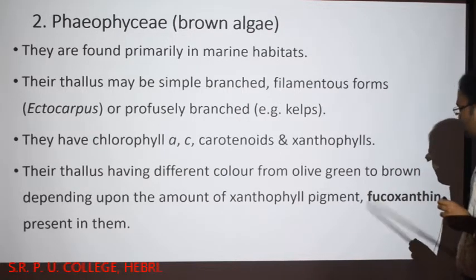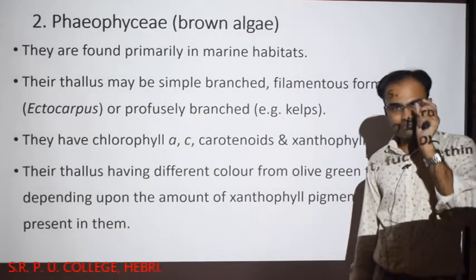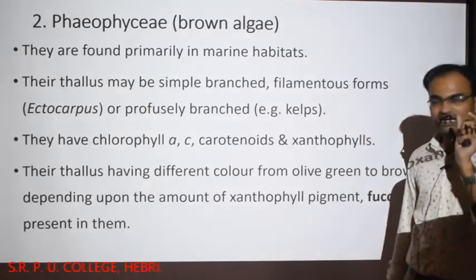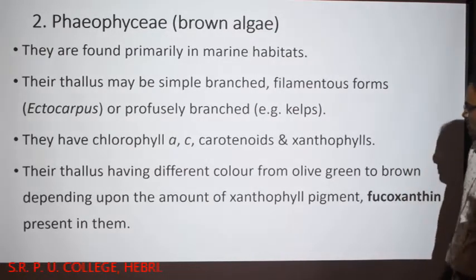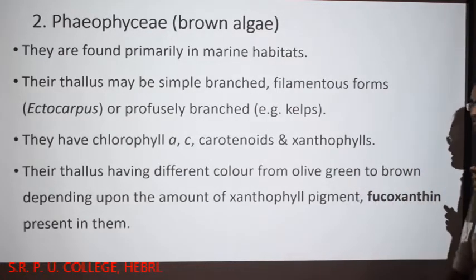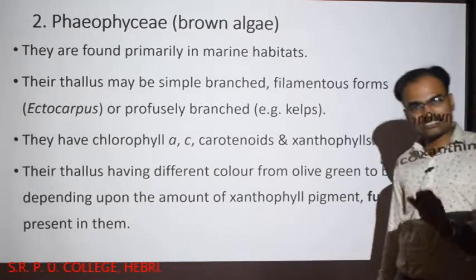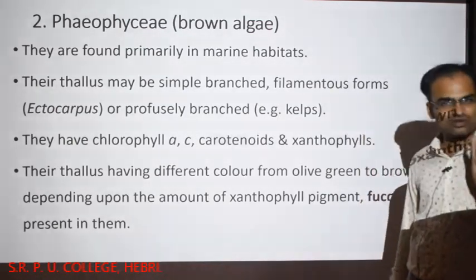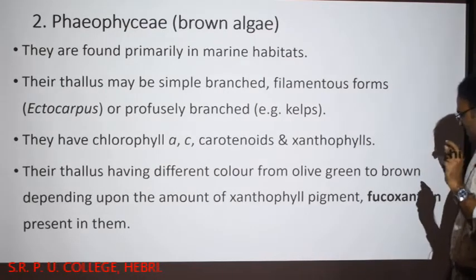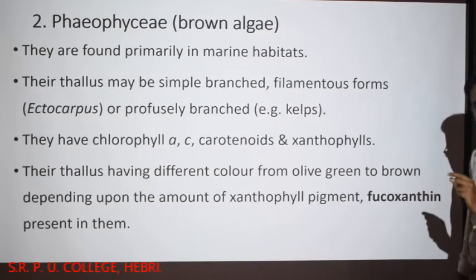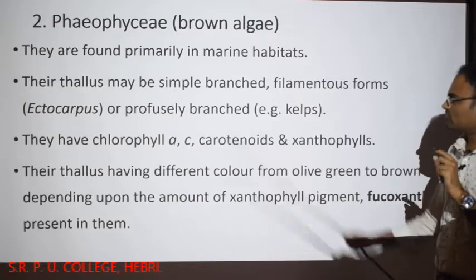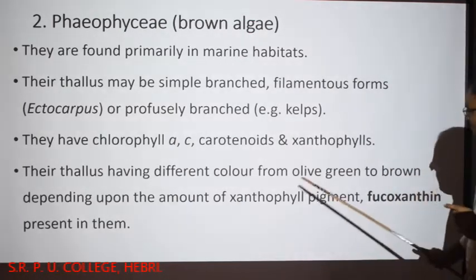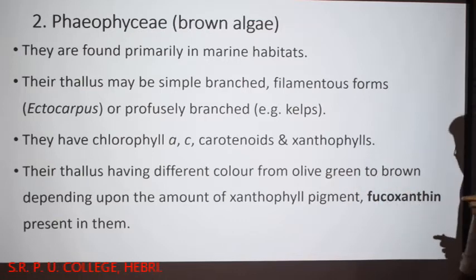Fucoxanthin is the major pigment present in the brown algae or the Phaeophyceae, which belongs to the group called xanthophyll. Based on the amount of fucoxanthin present within the algae, the color of the Phaeophyceae varies, from olive green to brown.